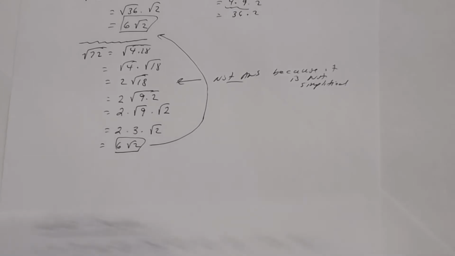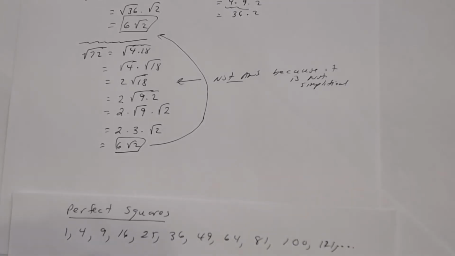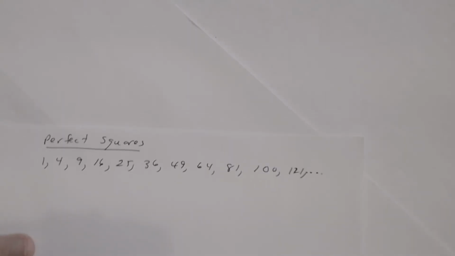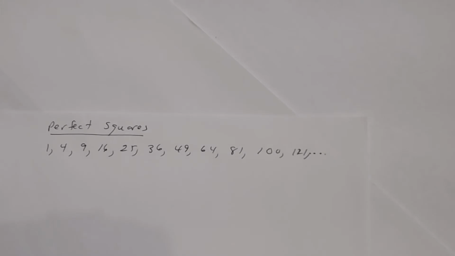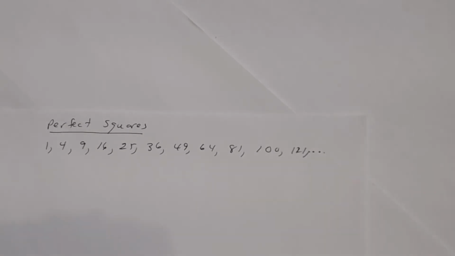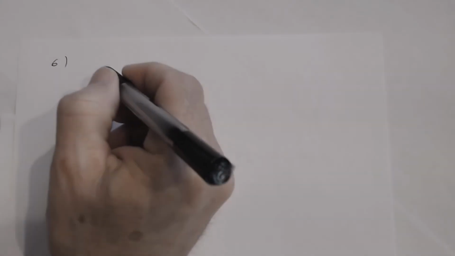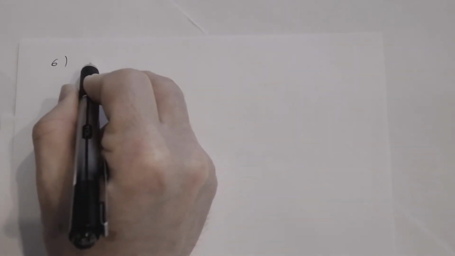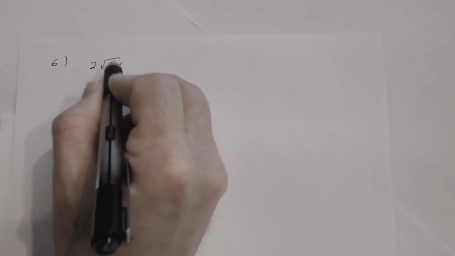So let's look at number 6. See, it's not that bad, right? And knowing this will help you when we do the part with the variables. So all of this builds upon each other. Okay, number 6. Let's say we had the square root of, well, let's do this. Let's say we had 2 times the square root of 24.